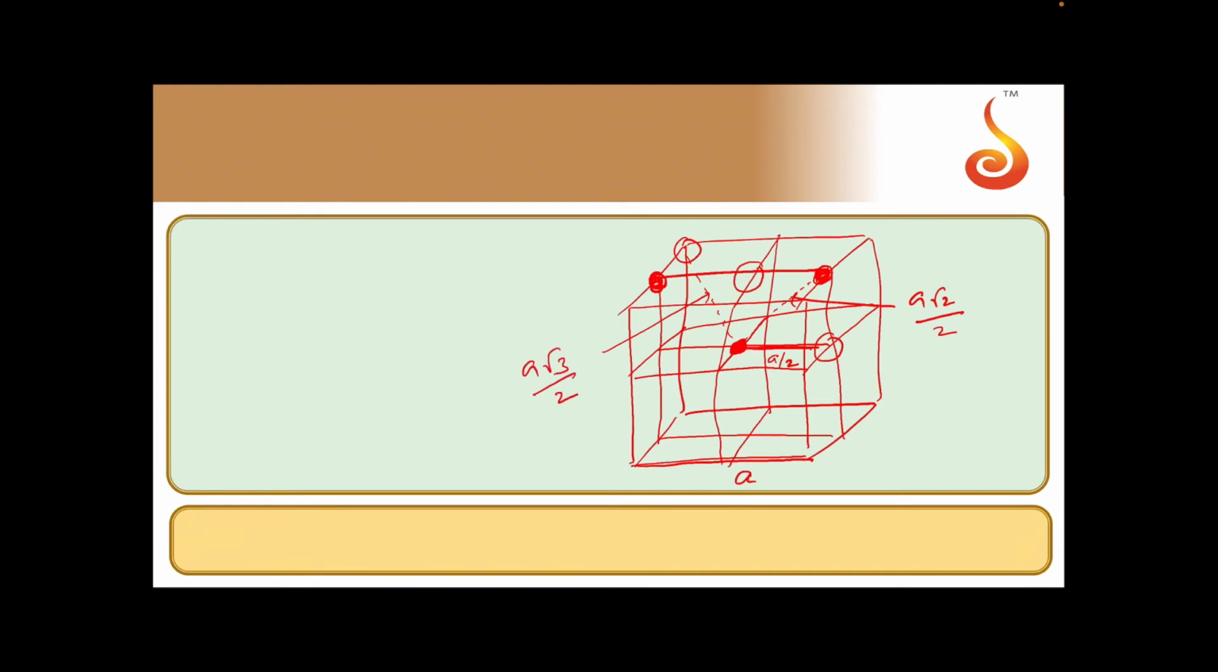So first neighbor at A by 2 distance, second neighbor A root 2 by 2 distance, third neighbor A root 3 by 2 distance we have. So A by 2, first neighbor. Second neighbor A root 2 by 2. Third neighbor A root 3 by 2 we have. But the question is only first neighbor, second neighbor.